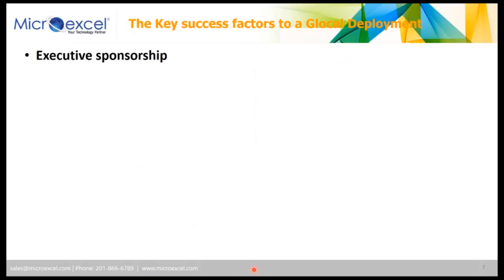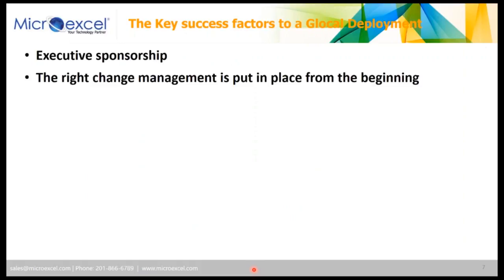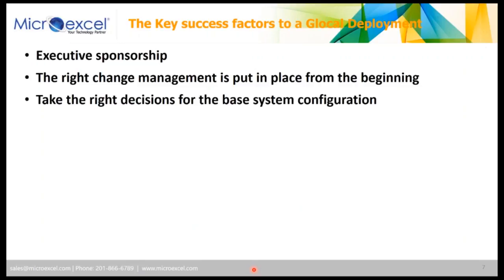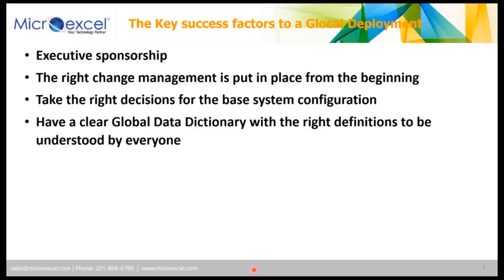So basically what we are looking at is really the different key success factors for this local deployment. The first one, of course, is the executive sponsorship, and we'll go into the details at a later stage. The change management is very important, the right change management. You're putting in place a new system which is going to change the organization and the way we do business. We need to take the right decisions from the beginning on the base system configuration. Make sure that what we're implementing and configuring in the system will meet our requirements.